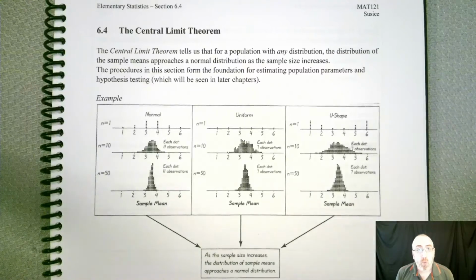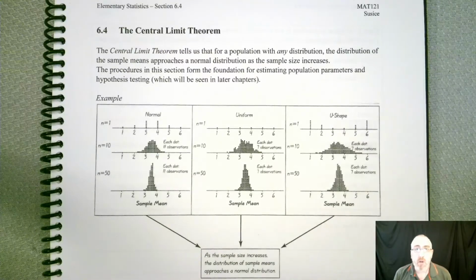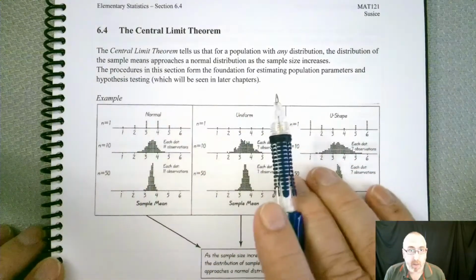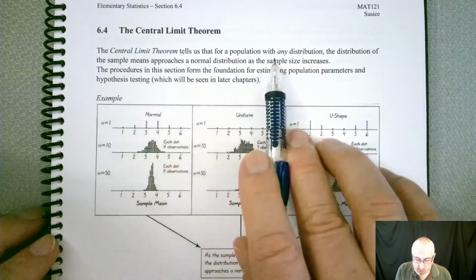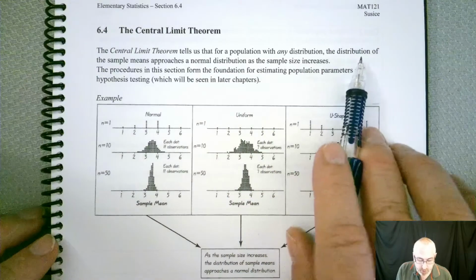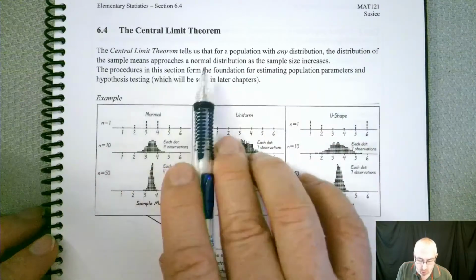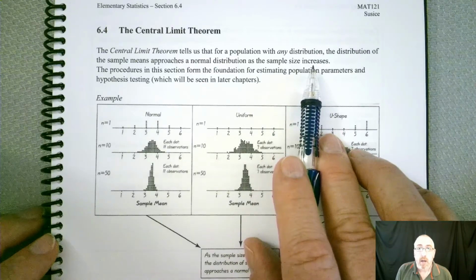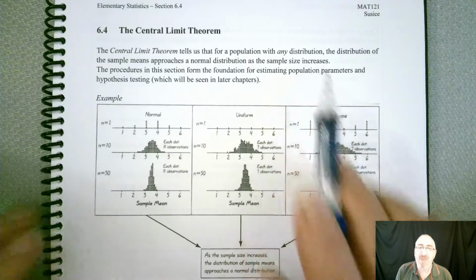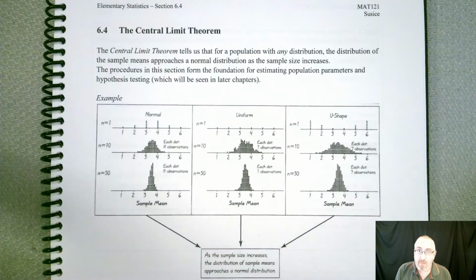Hey folks, we're back and we are looking at section 6.4 for elementary statistics, which is the central limit theorem. The central limit theorem tells us that for a population with any distribution, the distribution of sample means approaches a normal distribution as the sample size increases. Now you're probably saying, what? No. So we're going to look at a couple of examples to show you exactly what's happening.